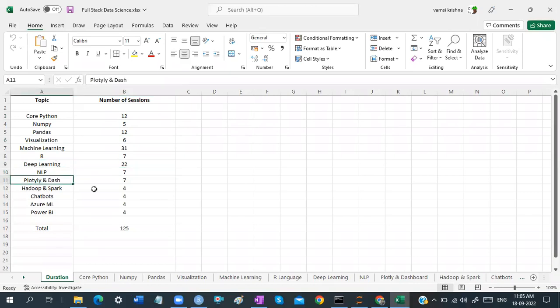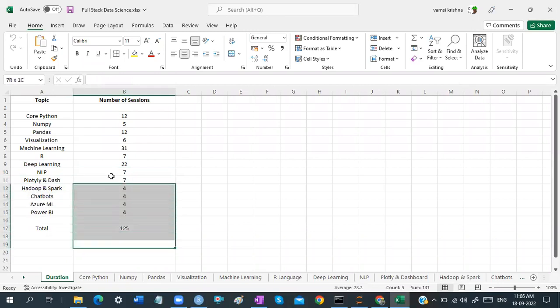All these are some additional topics, guys. So Plotly and Dash, it's not 7 days actually. I think we have minimized it. Hadoop and Spark, chatbot development, Azure ML, Power BI. All these are going to be part of our sessions.